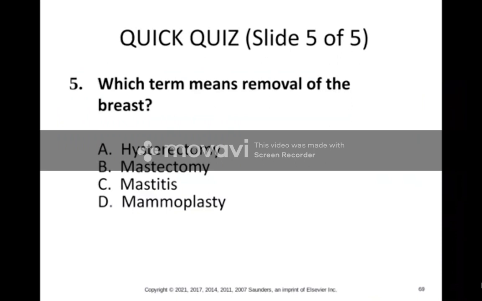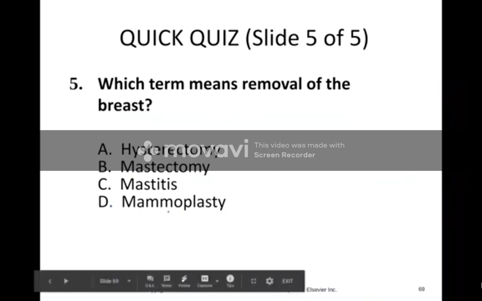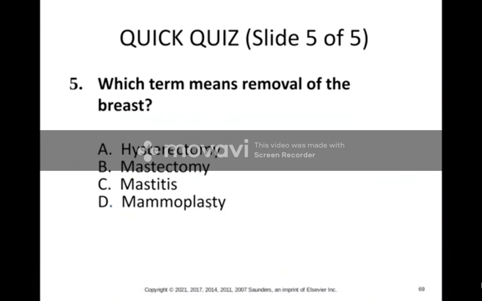Okay, which term means the removal of the breast? So, mammoplasty. That mammo is breast, right? Plasty is surgical repair, so that's not it. Mastitis. Okay, we know itis means inflammation, so that's not it. Hysterectomy. So ectomy sounds right for removal, right? But hystero is for the uterus. So mastectomy would be masto or masti for a breast and ectomy for removal. So the correct answer is B.